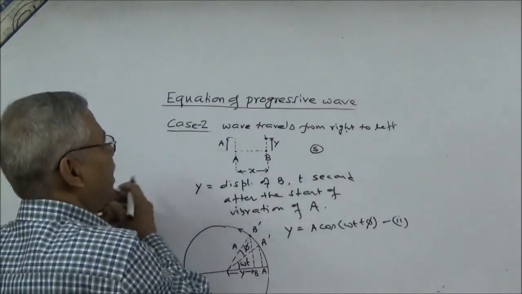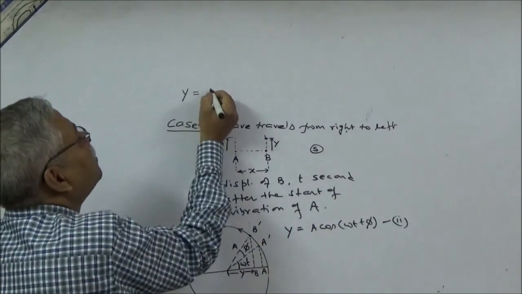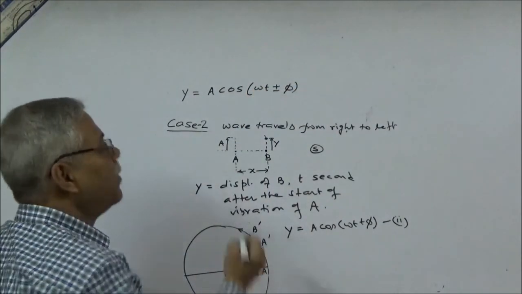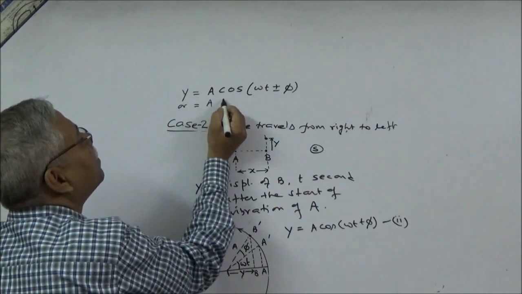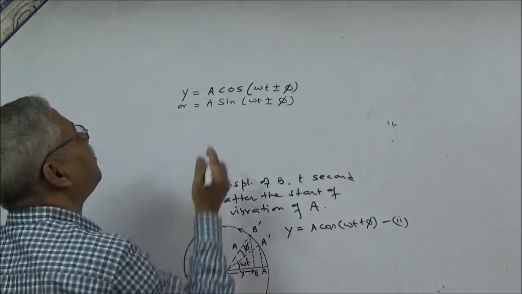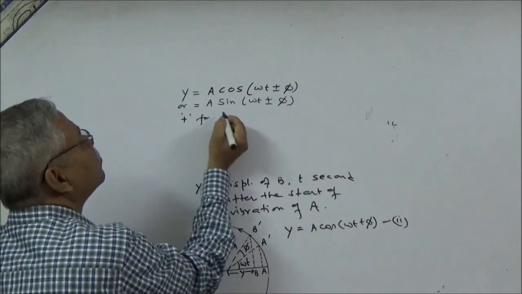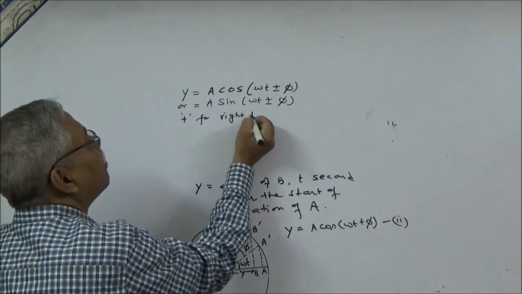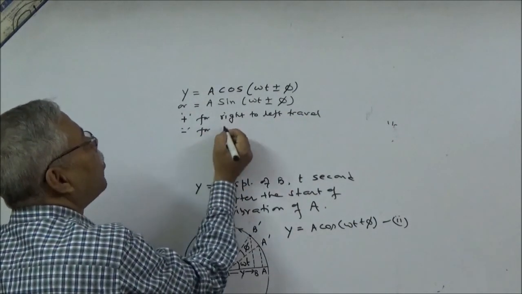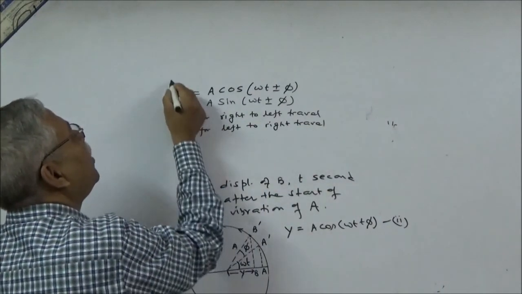Hence, the equation of progressive wave is y equal to A cos omega t plus or minus phi, or this may also be sin omega t plus or minus phi. Plus for right to left travel, minus for left to right travel.